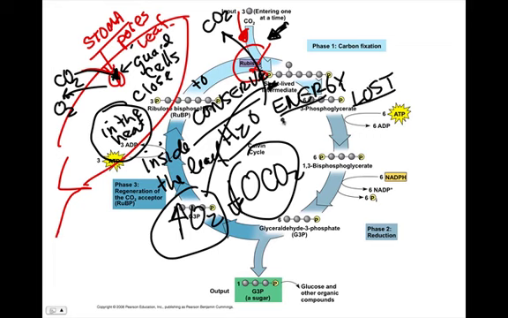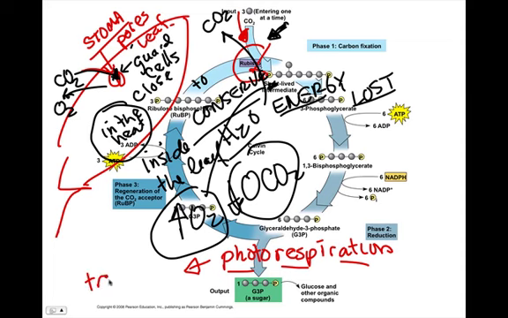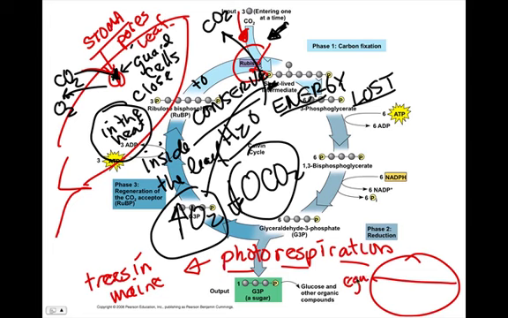And that's really tragic, but the plant's willing to lose energy because of this problem in order to conserve water. And this phenomenon is called photorespiration. And it's a big problem in many plants. What plants is it a problem with? Trees in Maine. So generally, big plants that are in northern climates on our planet.